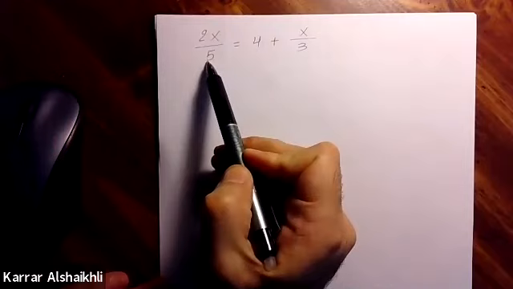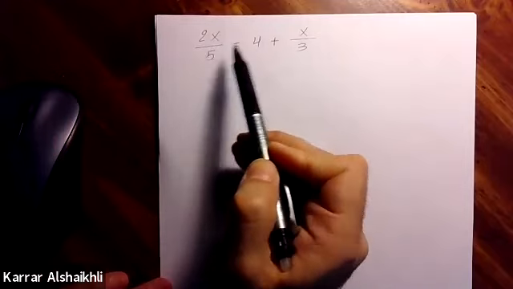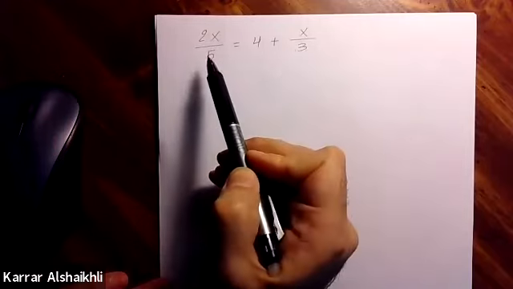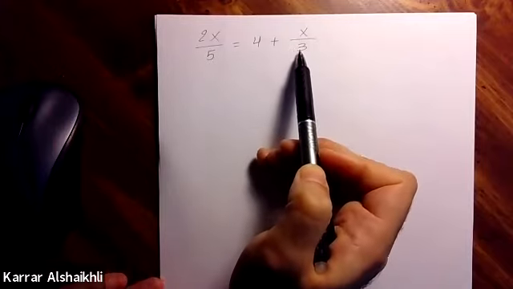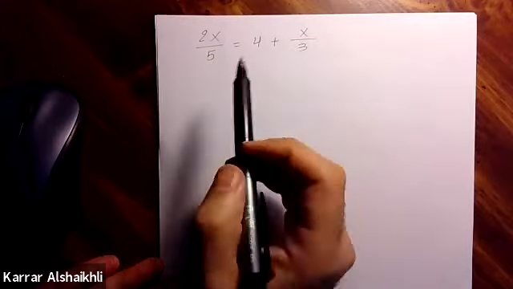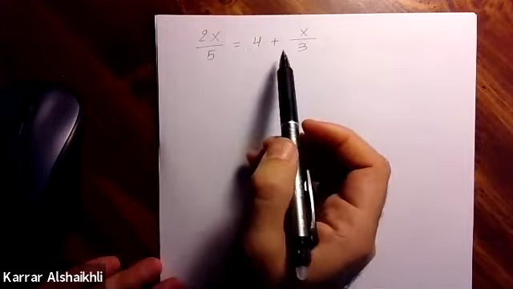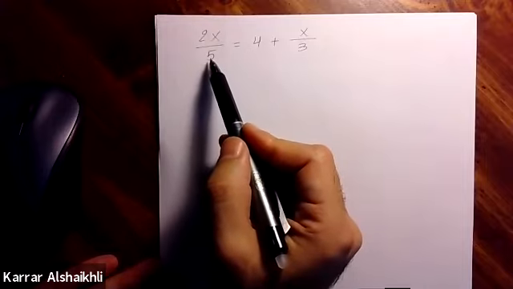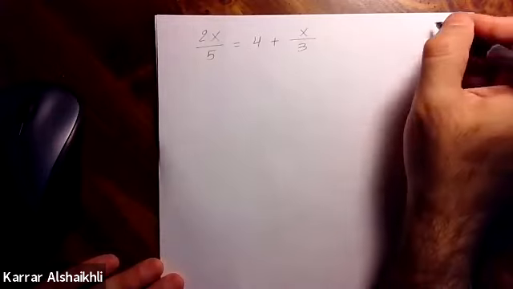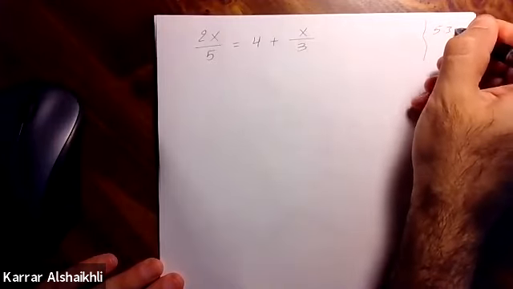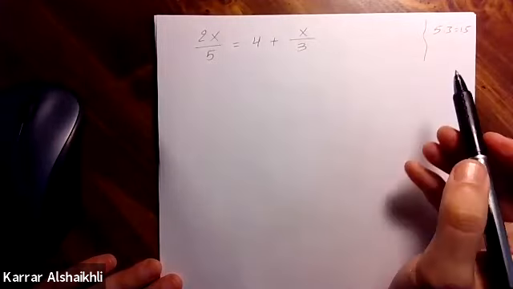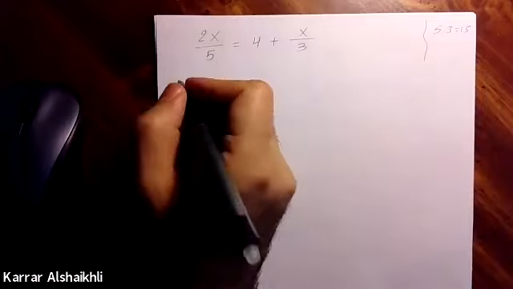I have two fractions here, this one and this one. And there is no common factor between 5 and 3, exactly like the previous example. There is no common factor between these two numbers. So what I'm going to do, I'm just going to say 5 times 3 is going to be 15. I'm going to multiply everything by 15.